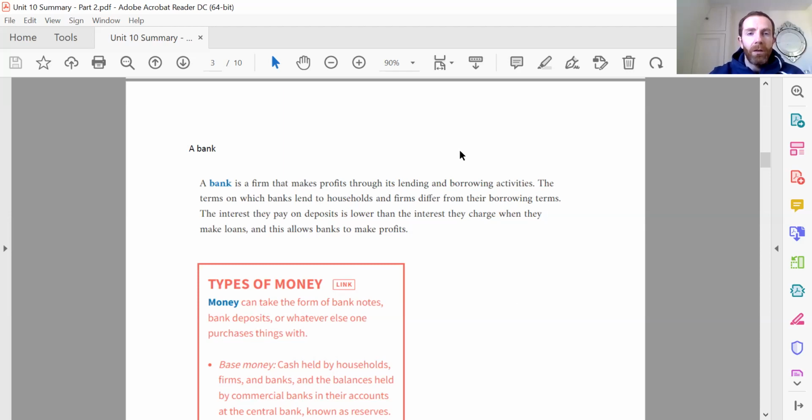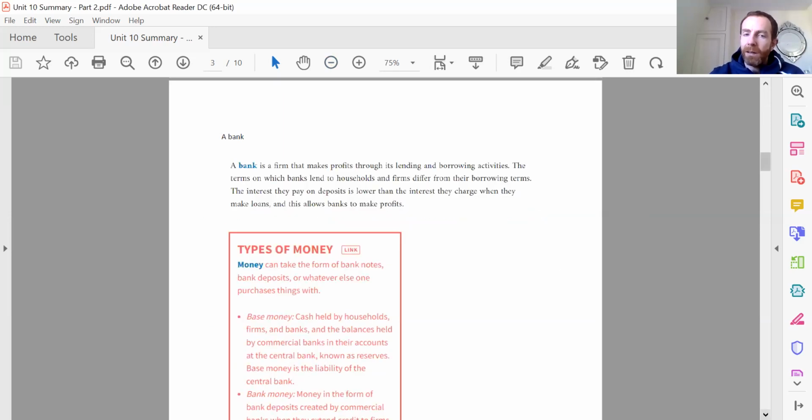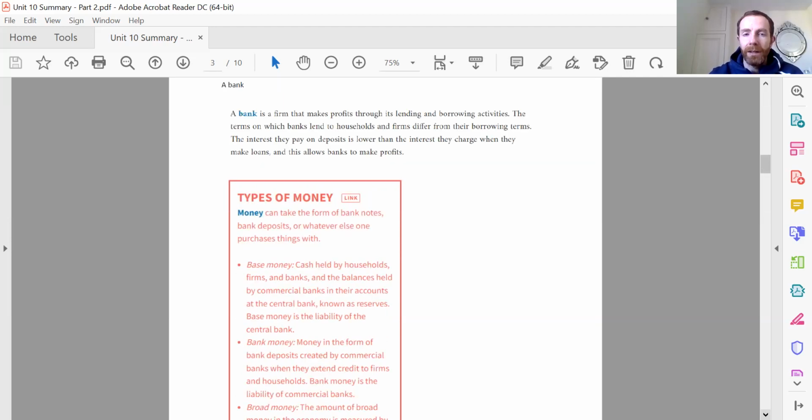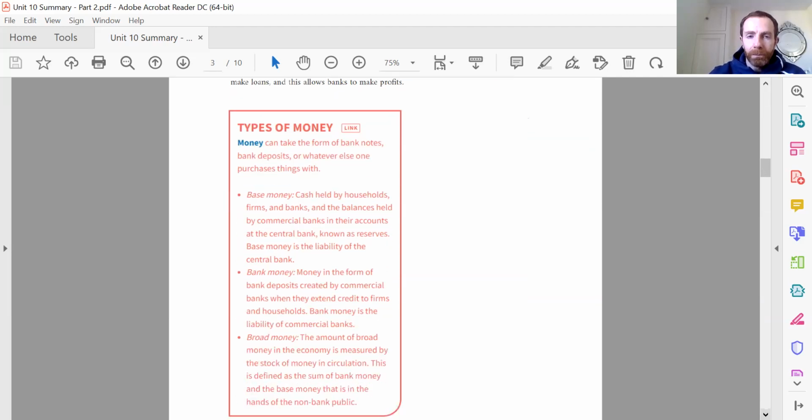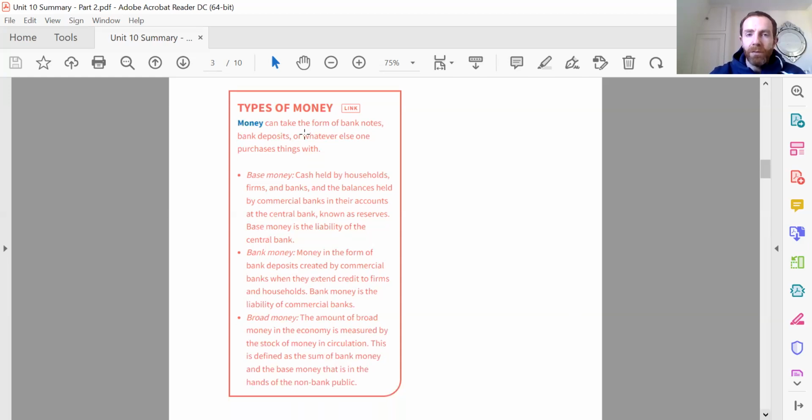Okay, so now we know what a bank does. Now we're going to look at the different types of money, because this is going to help us understand a bank's balance sheet a little bit more clearly. So money can take the form of banknotes, bank deposits, or whatever else one purchases things with, okay? 3 different groups or 3 different types of money.